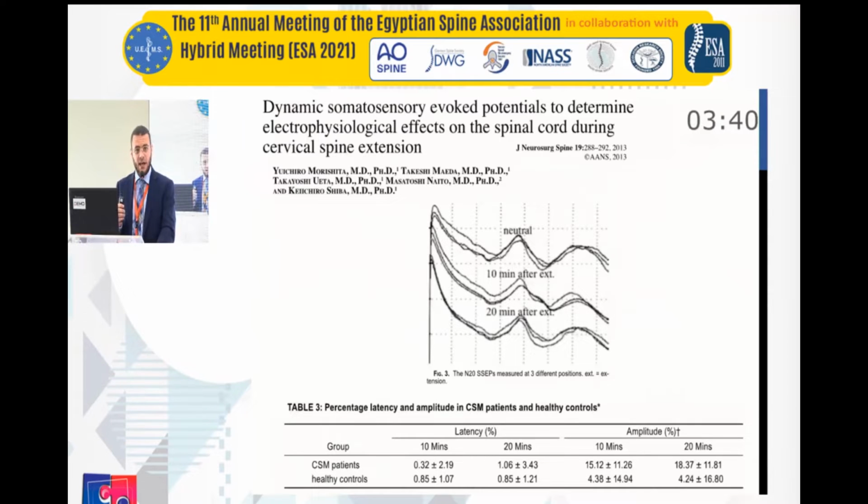In this study, they brought volunteers with normal subjects and cervical myelopathy patients, and they extended their necks for 10 minutes and then 20 minutes. They found that the waves were markedly and significantly decreased while they extended their necks for some time.